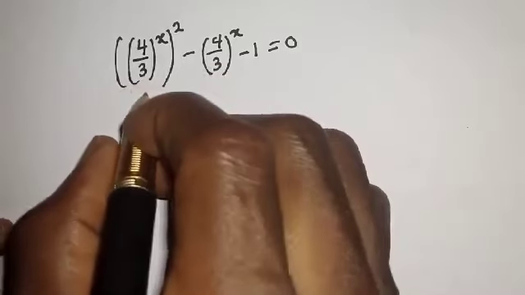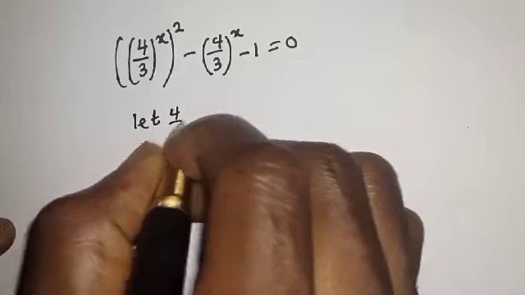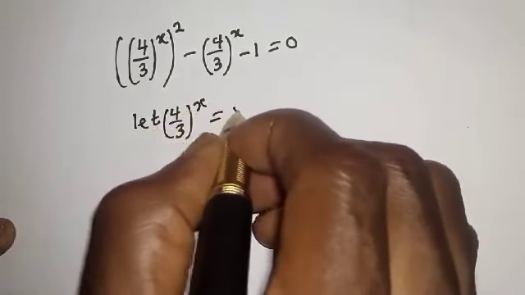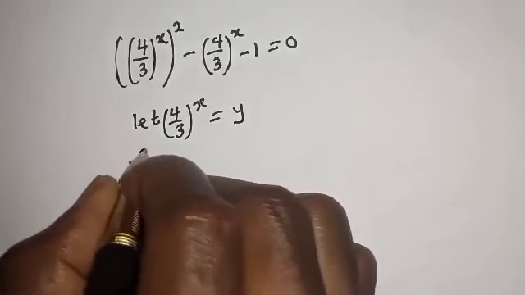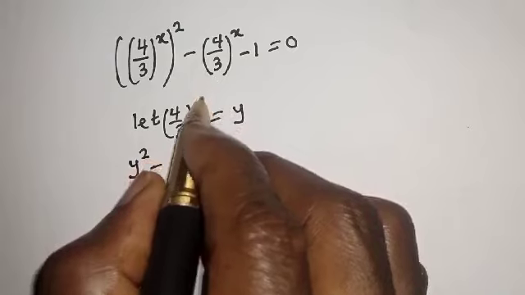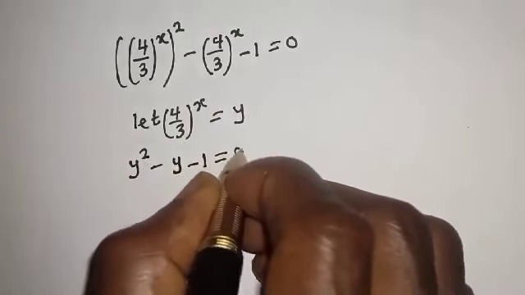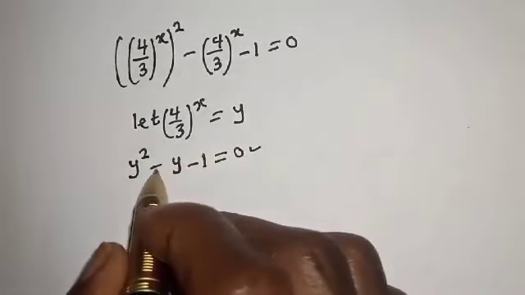Now from here, let 4 over 3 raised to power x is equal to y. Then here is y square minus y minus 1 is equal to 0. This is a quadratic equation. Let's solve this using quadratic general formula.